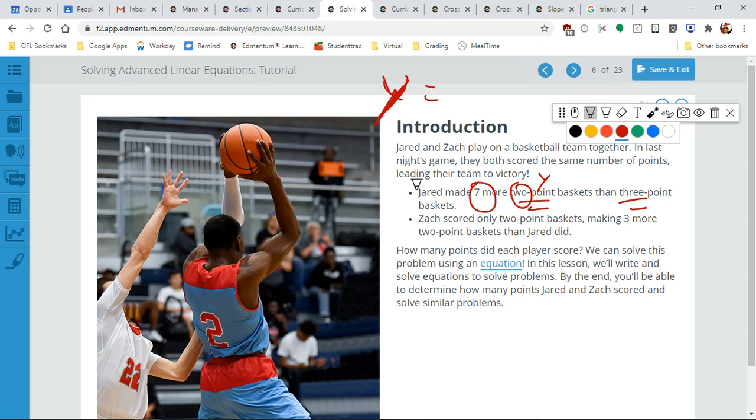He scored 2 more than his 3-pointers. So we're going to call this X. His 3-pointers are X. So in other words, Y equals X plus 7. How many of these did he score? Well, you're going to take the 3-pointers and add 7.